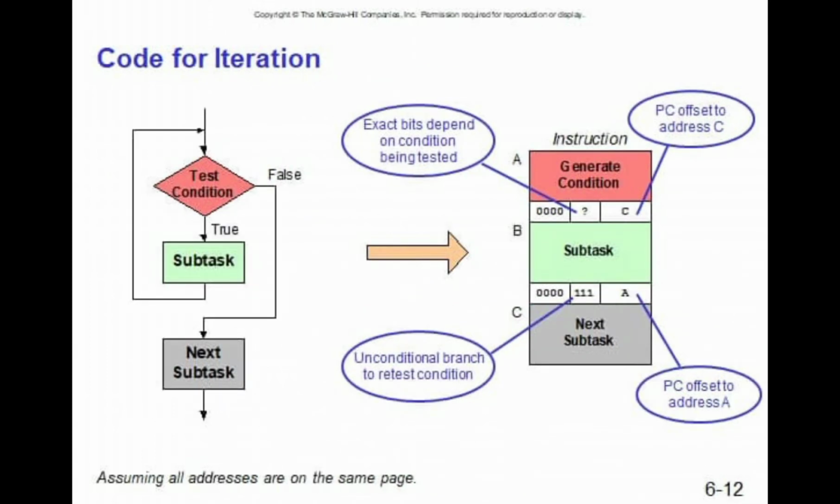Code for iteration. First, test condition. If it's false, do the next subtask. But if it's true, do the subtask and repeat that process from test condition. Instruction: in A, generate the condition. In B, for the question mark, the exact bit depends on the condition being tested, and for C, it is the PC offset to address C. In B, do the subtask, and 111 is an unconditional branch to retest the condition, and A is the PC offset to address A. And in C, the next subtask.